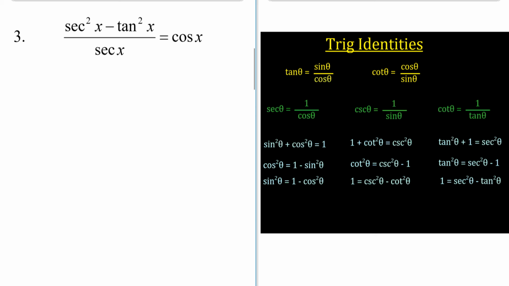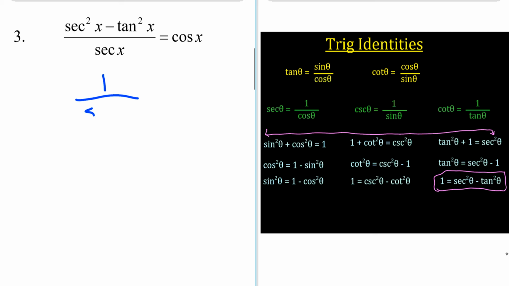That top is screaming, hey, look down here at these Pythagorean identities somewhere. Where do we see secant squared x minus tangent squared x? Well, we used this on number 1, didn't we? Secant squared theta minus tangent squared theta is 1. So I can replace that whole numerator with just a 1, because that is just equal to 1. So this turns into 1 over secant of x.